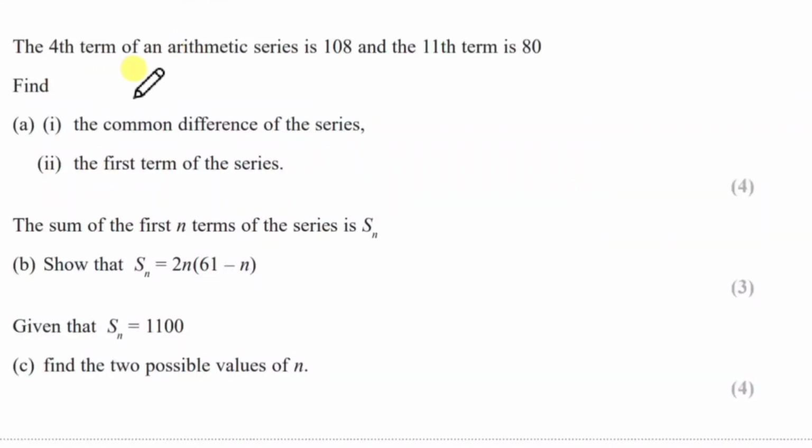So the fourth term of an arithmetic series is 108 and the 11th term is 80. So let's note this down. So this means that U4 is 108 and U11 is 80.